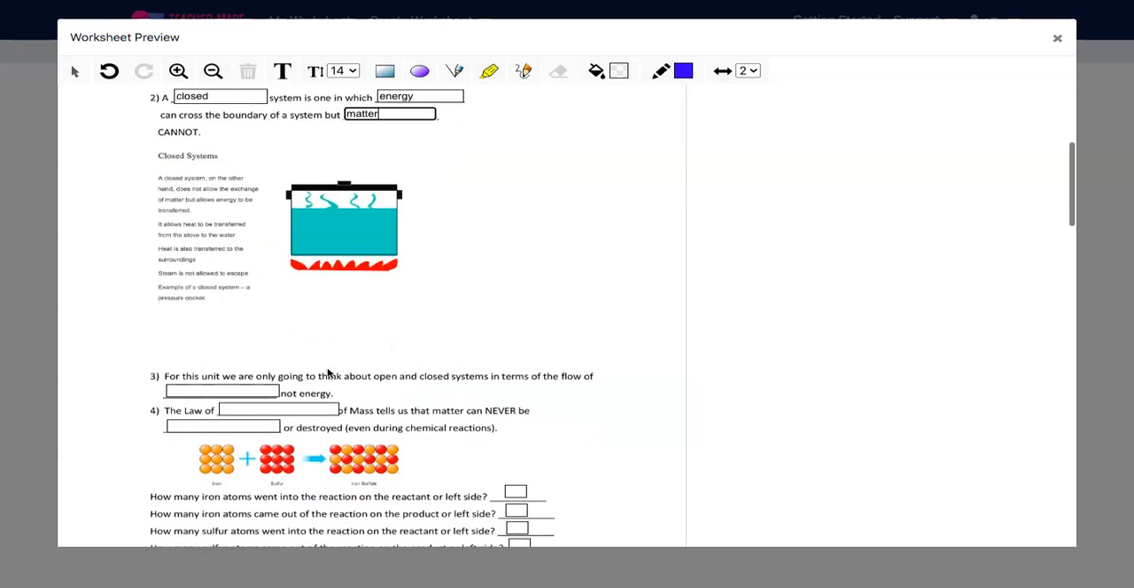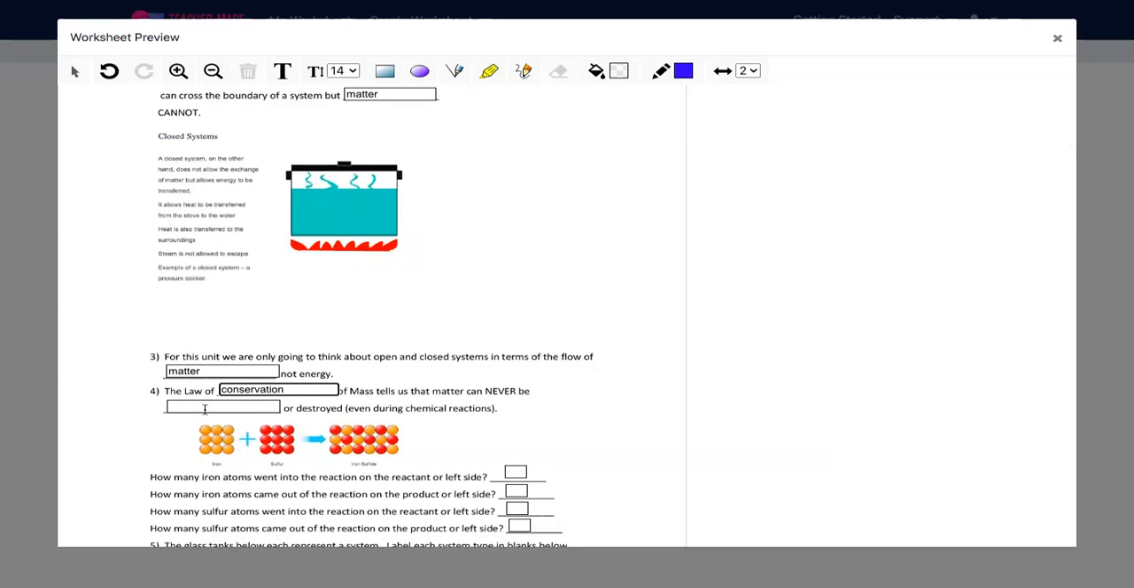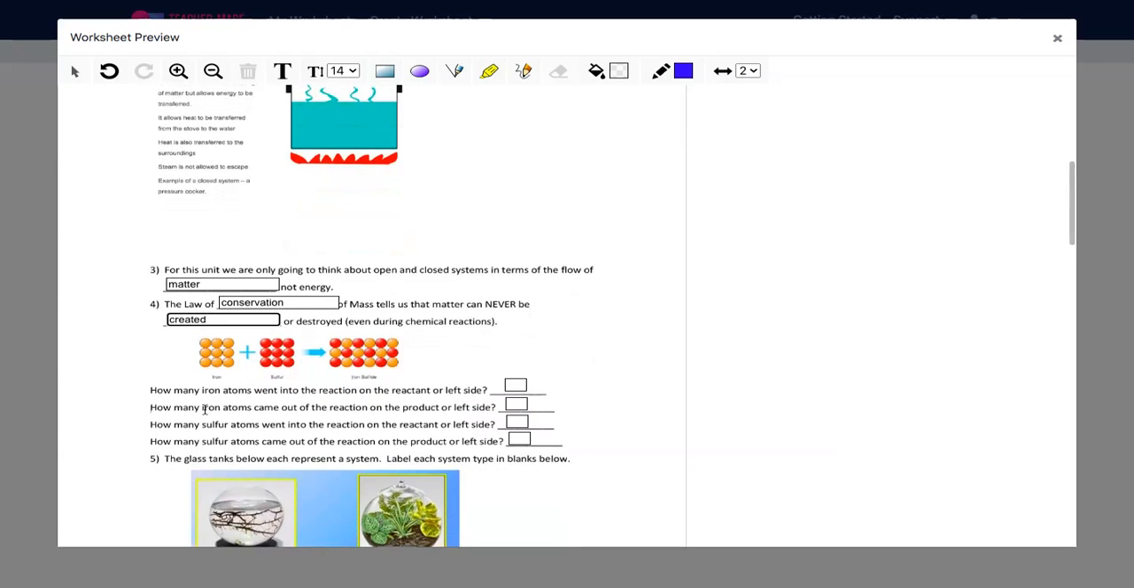For this unit, though, we're only going to think about open and closed systems in terms of the flow of matter. We're not going to so much focus on energy because we want to discuss the law of conservation of mass, which tells us that matter can never be created or destroyed.